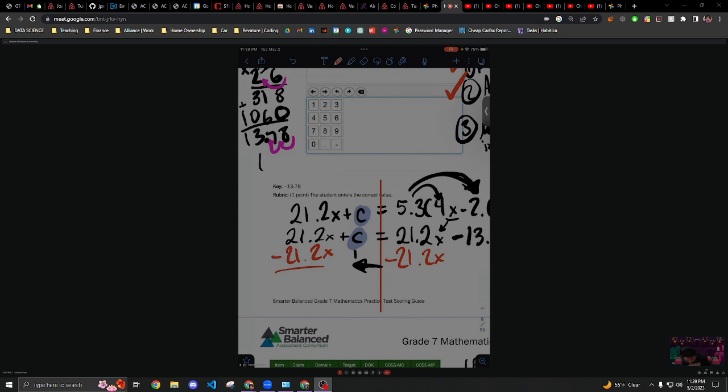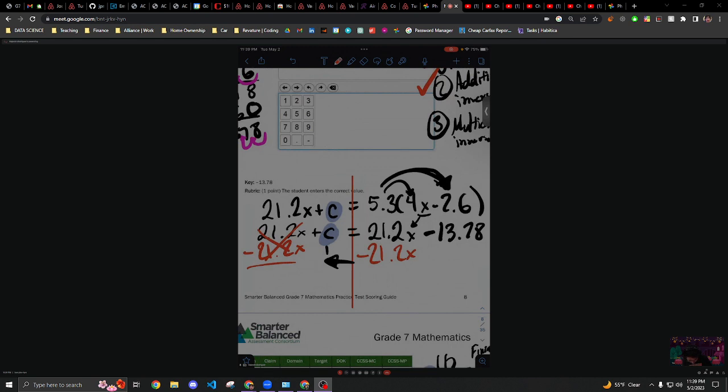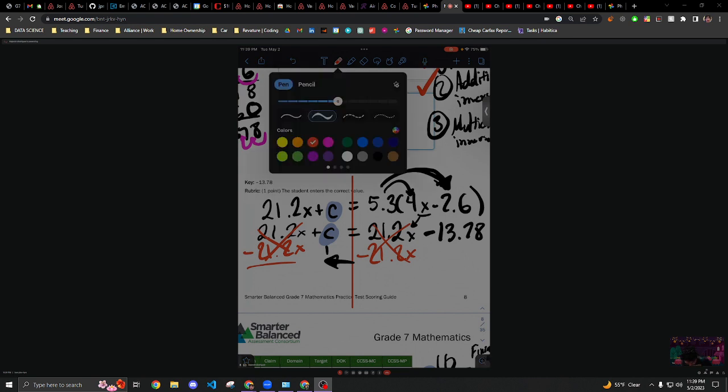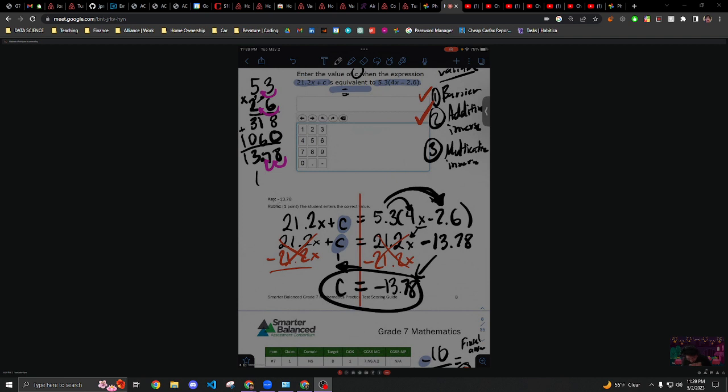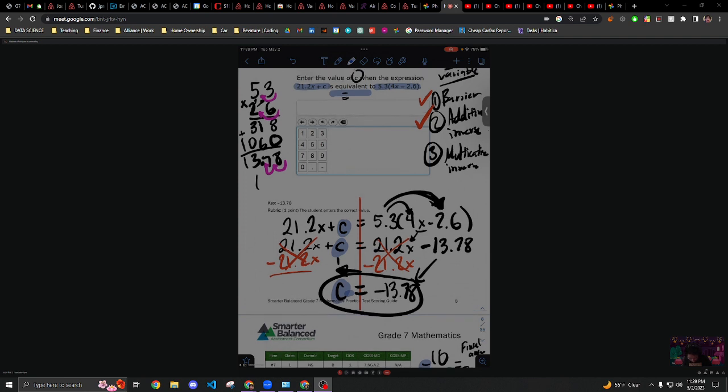21.2x minus 21.2x, that just goes away. On the other side, we have the exact same thing: 21.2x minus 21.2x, which is a zero pair, so that cancels out. What we're left with on the left-hand side is c, equal to negative 13.78, which, if I look at my answer key, is correct. So the answer in this case is that c is equal to negative 13.78. We have no multiplication, so we don't have to do the multiplicative inverse. Hopefully that makes sense.